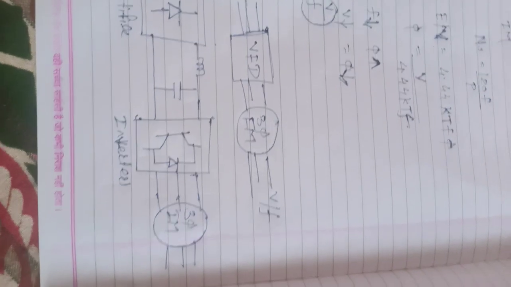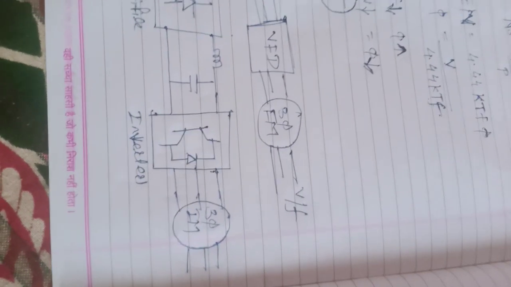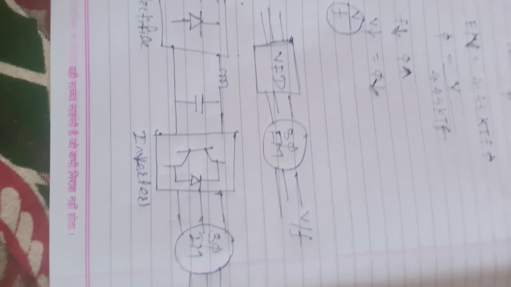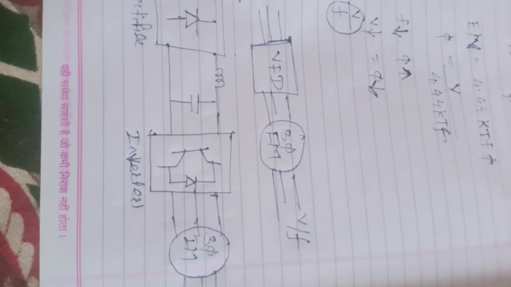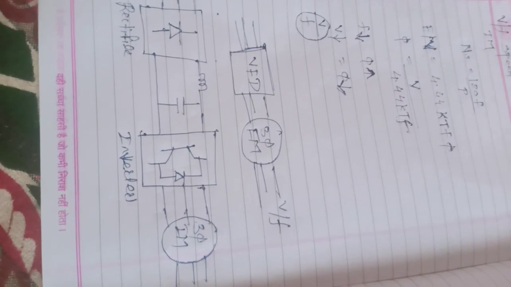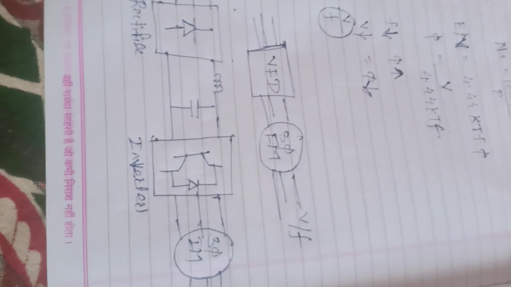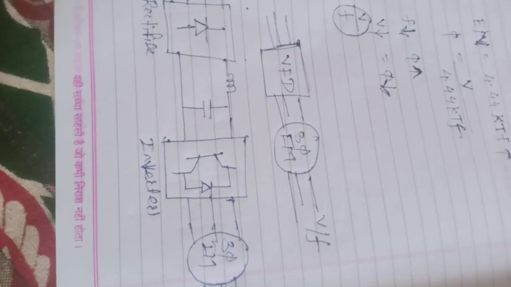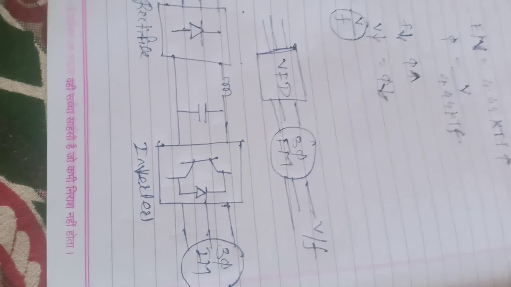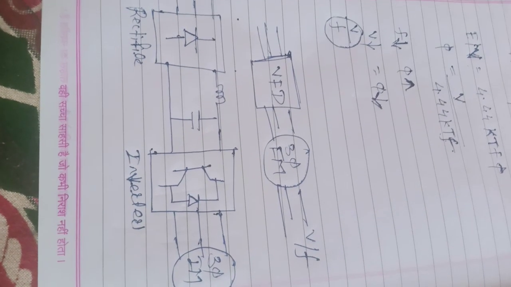Then in this method, generally three types of VFDs are there: CSI, VSI, and PWM. CSI means current source inverter, but this requires a large number of expensive inductors so that it gives smooth current. Also, in case of voltage source inverter, VFD has poor power factor. That's why PWM, pulse width modulation, gives good power factor and low cost. These are the three types of VFDs.